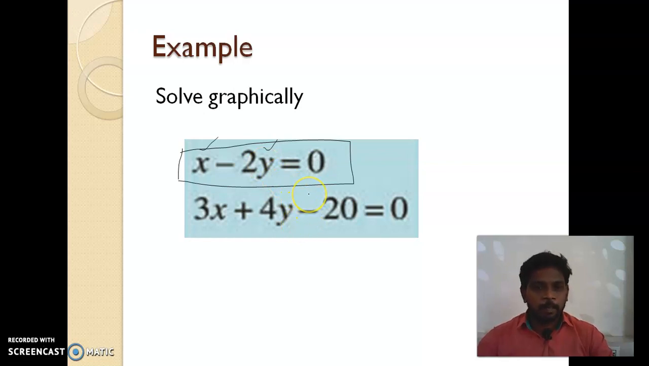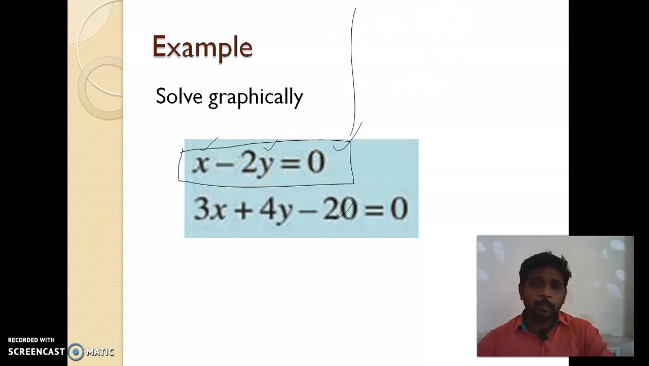That is, now I am going to find out minimum two solutions of the first equation, and minimum two solutions of the second equation also, and I'm going to plot them on the graph sheet, and then draw the line through the points. So what about the first equation now? x minus 2y equal to 0. Now I'm going to find the solutions here.